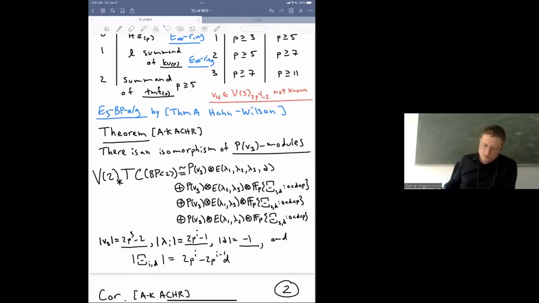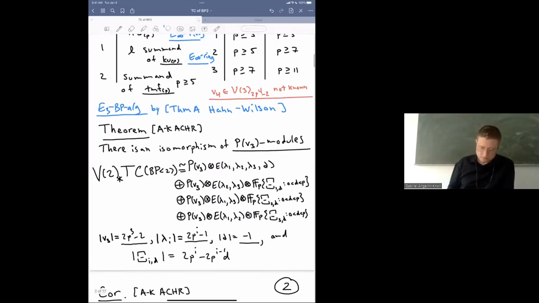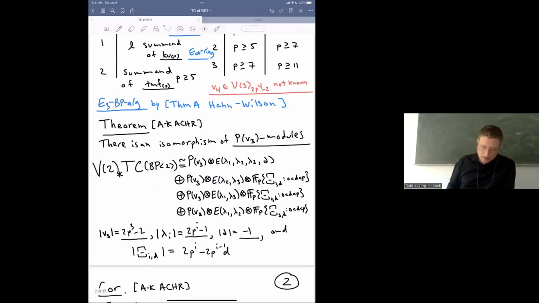The key thing I want you to take away from this computation is that it's finitely generated as a polynomial v3 module, and it's also free. So it's a free polynomial v3 module on generators in these explicit degrees, which are relatively low degrees.